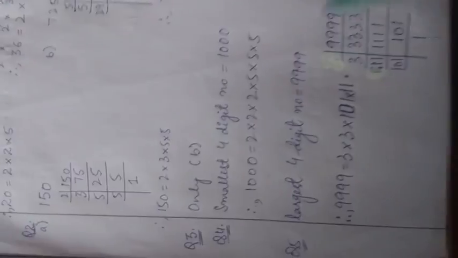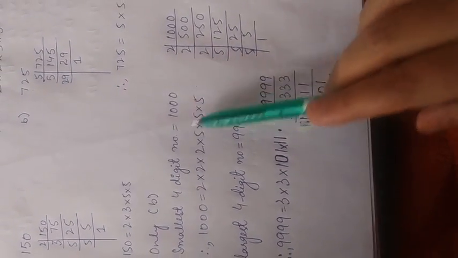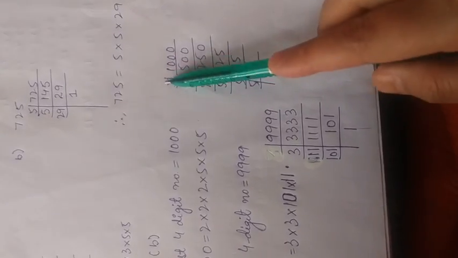Now the fourth question is write the smallest 4-digit number and find its prime factorization. Dear students, in this question I have to first write what is the smallest 4-digit number. As we know, the smallest 1-digit number is 1, smallest 2-digit number is 10, 3-digit number is 100 and the 4-digit number will be 1000. So I have written here smallest 4-digit number is equal to 1000 and prime factorization can be done like this.